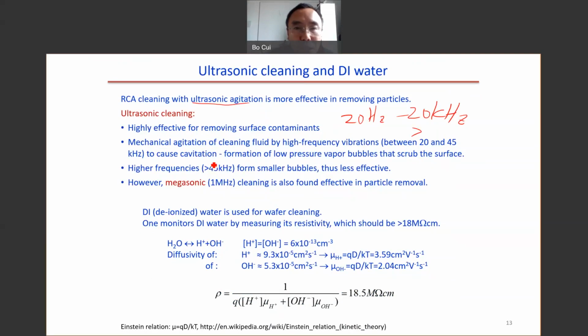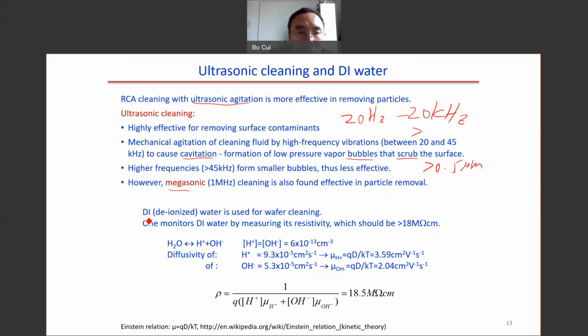We have this high frequency sound. It causes cavitation and forms vapor bubbles. The bubble forms, breaks, forms, breaks. So this process mechanically scrubs the surface with the bubbles. This is effective to remove particles larger than 0.5 micrometer. Nowadays people also use megasonic cleaning. This can remove particles smaller than 0.5 micrometer, but it is still not as popular as ultrasonic.